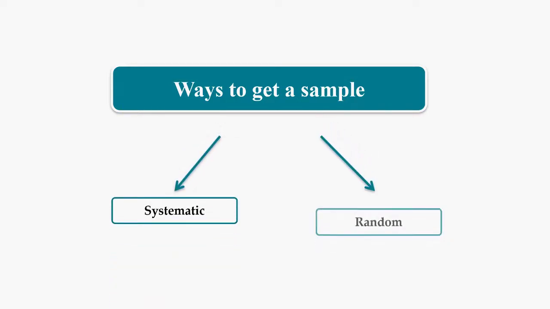Like everything in the world, samples have ways to get them. So we will study ways to get a sample. Now you have to study two ways to get a sample. First way, systematic sample, and second way, the random sample. Let's start with the systematic sample. How to choose a systematic sample? We will learn the way by the example we will study after this remark.